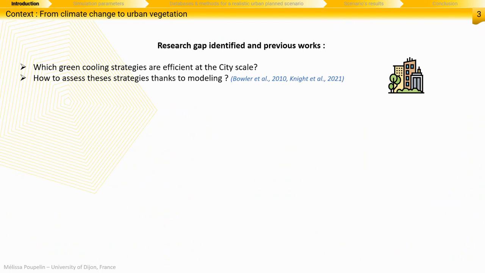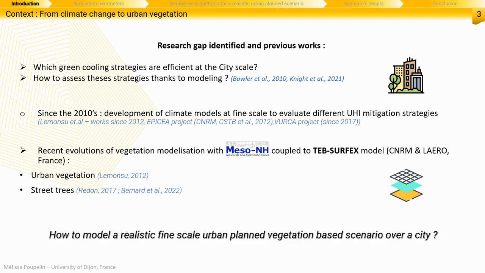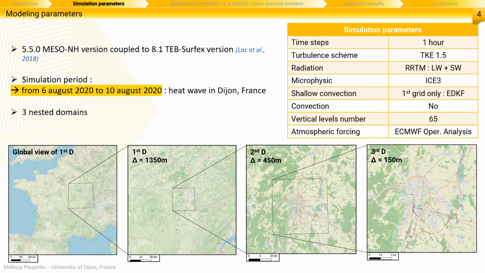And today, thanks to the latest developments, for example on the Meso-NH and TEB surface models, we are now able to model the vegetation at a fine scale in the city. So the question is how to model a realistic scenario at a fine scale with vegetation with this kind of model. And does it work and does it give the results we need to speak with the urban planners?